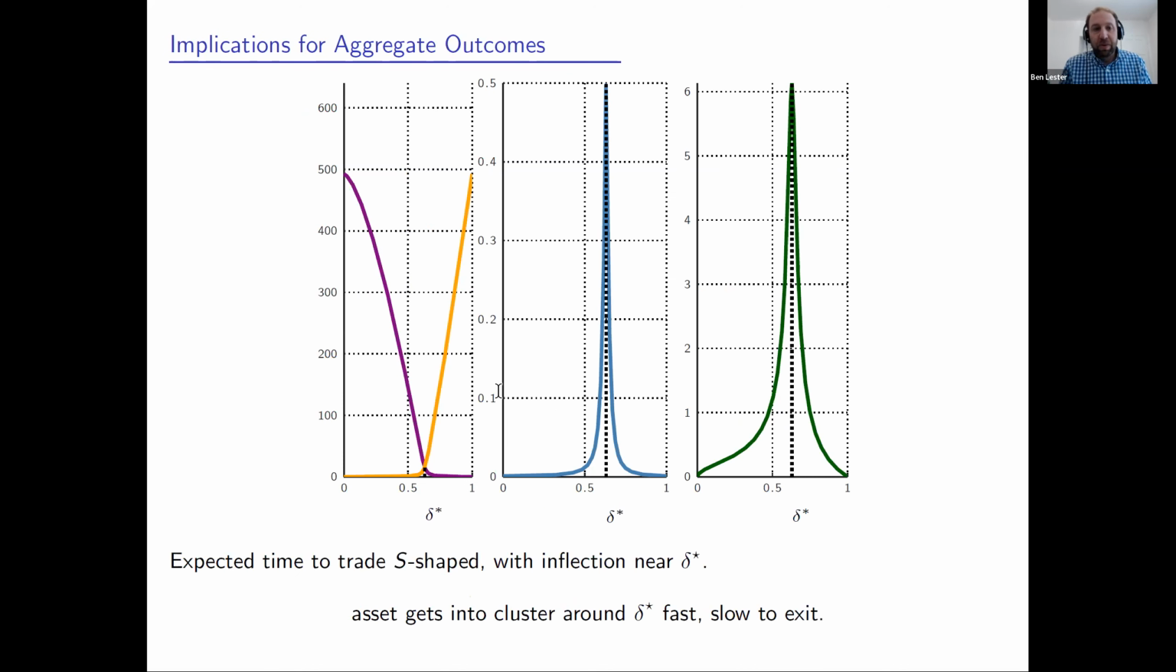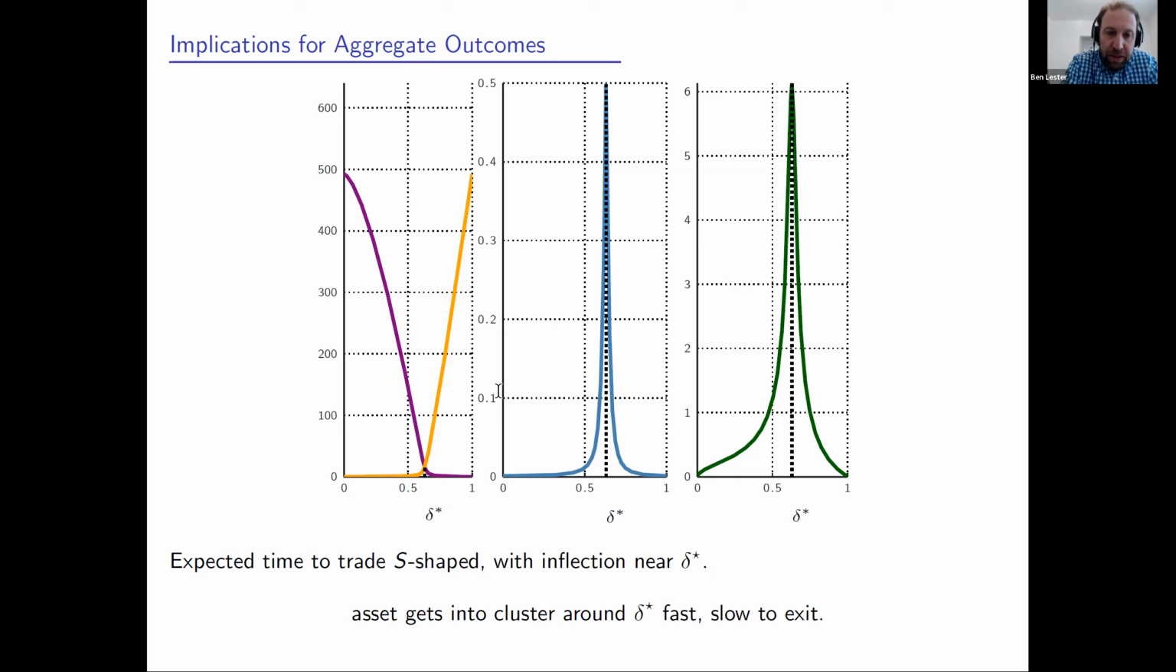Okay, so here are a couple of graphs to hammer home how these different experiences at the individual level for individual traders manifest themselves in differences in aggregate outcomes. On the left, the left-hand graph here, which is a purple and an orange, we plot the arrival rate of trades for owners and non-owners.